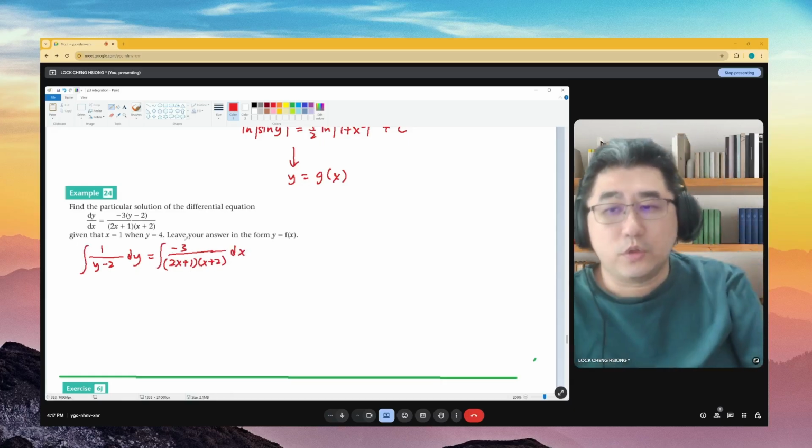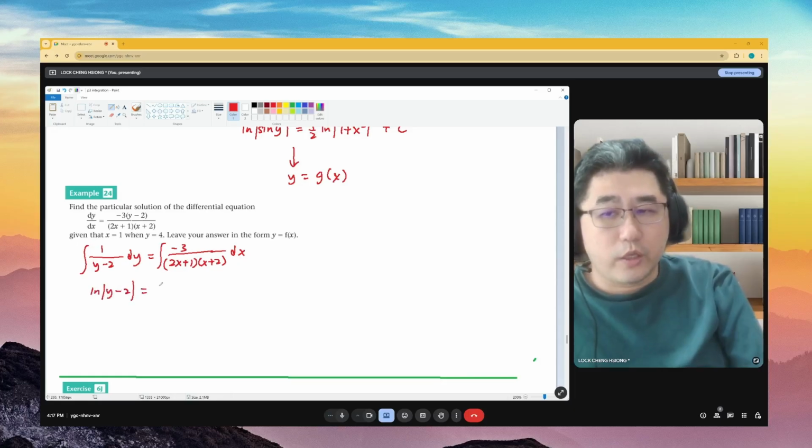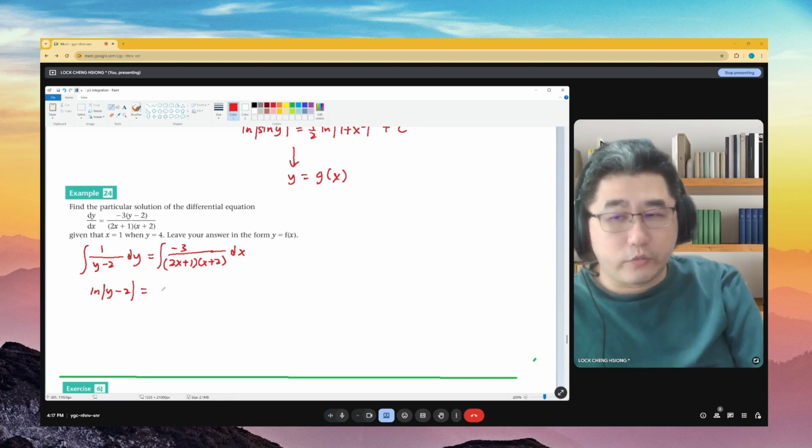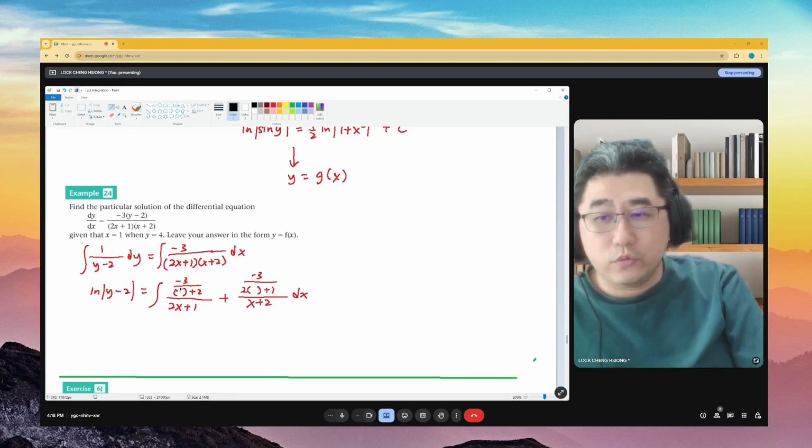Okay, so over here, on the left side, the integral of 1 over y minus 2 is ln of y minus 2. On the right side, I need to do partial fractions. This is a non-repeating linear factor, therefore I'm going to do shortcuts. So 2x plus 1, x plus 2 dx. I will cover this one: negative 3 over blank plus 2. Then over here, I have negative 3 over 2 blank plus 1. So I'm going to fill in the number with negative 1 over 2, and this one I'm going to fill in with negative 2.